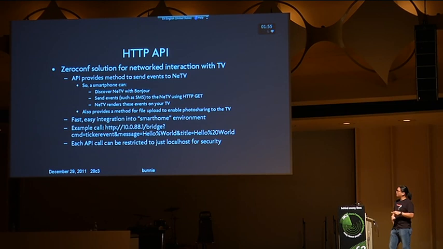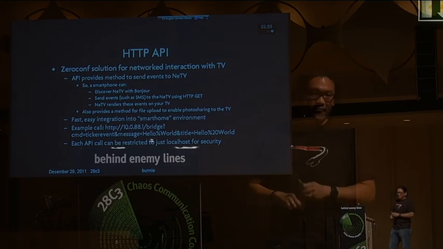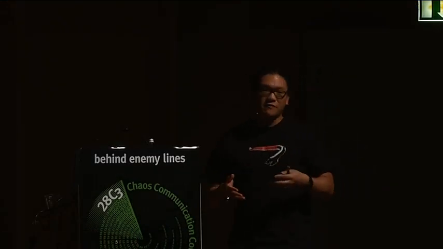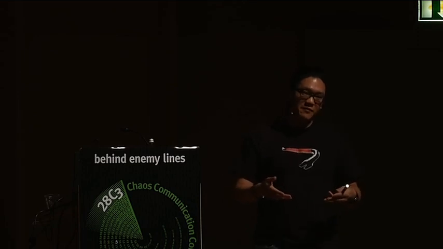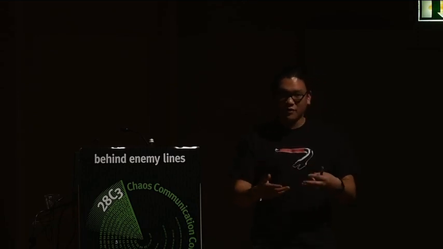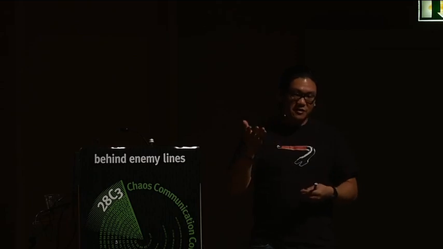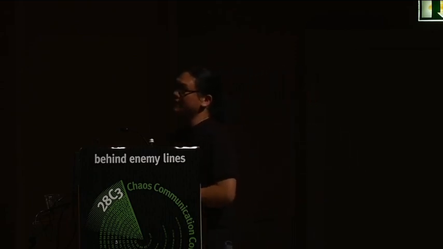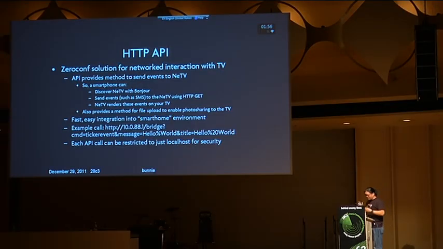Basically, this is what an example call looks like. It's just a GET request, and you can send events to any TV. So the idea is that if you had a smart home environment, or you want to overlay something on your screen and you don't want to do a lot of work or programming, you just discover the IP address and use HTTP to overlay the events very quickly and very easily. This allows you to avoid having to do a lot of coding to get some sort of new system and new functionality.